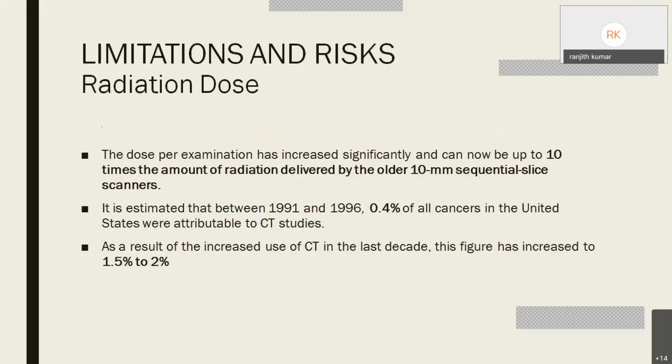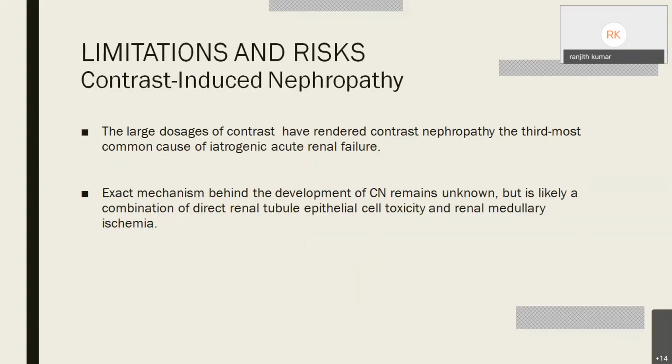Coming to the limitations and risks, the present CT scans deliver 10 times the amount of radiation delivered by the older generation CT scans, and the incidence of malignancy because of CT scans, which was 0.4% between 91 and 96, has increased over the last decade to 1.5 to 2%. The other limitation is contrast-induced nephropathy, which might be caused by medullary hypoxia or by the contrast agent itself.